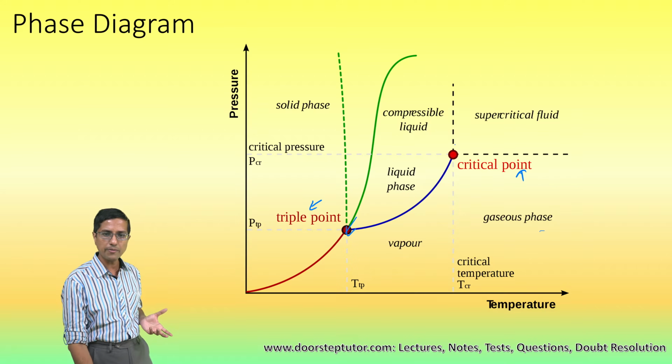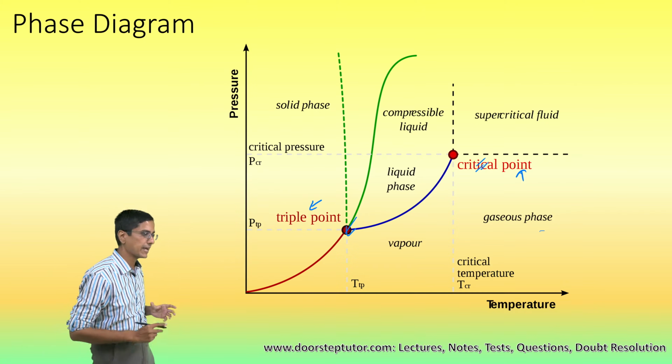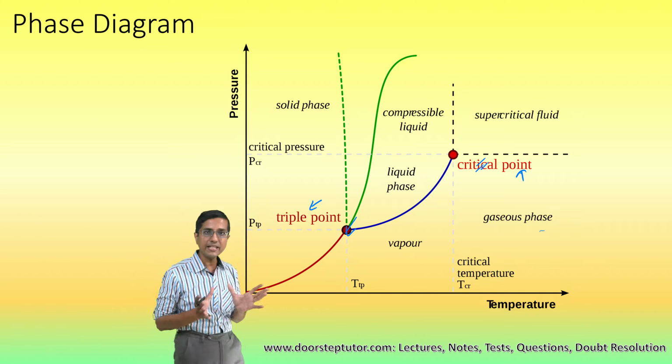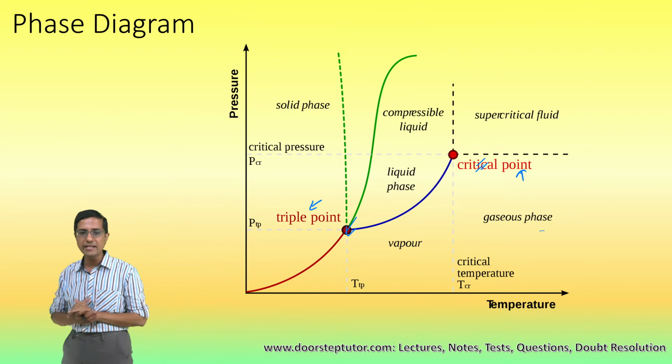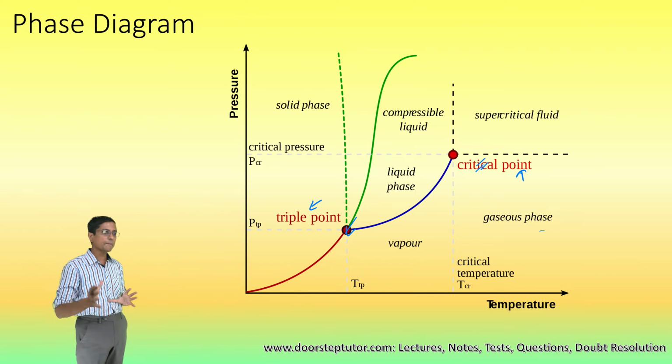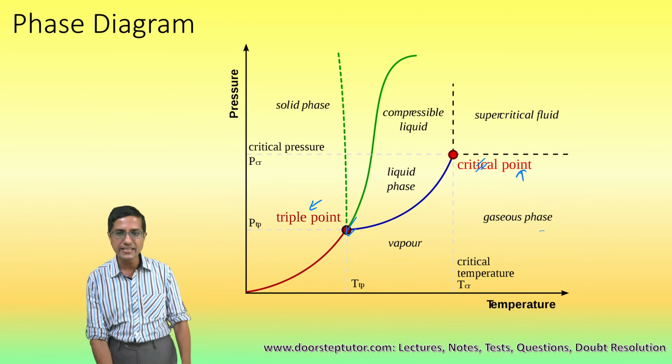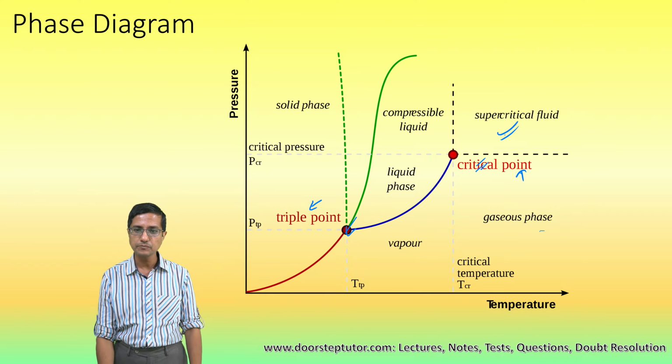The next important point is known as the critical point. At the critical point, that means at the critical pressure and critical temperature, this particular pressure and temperature, the 2 separate liquid and gaseous phases become one, which is known as supercritical fluid.